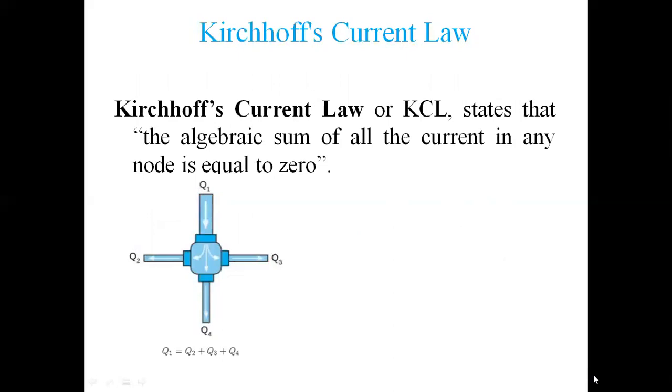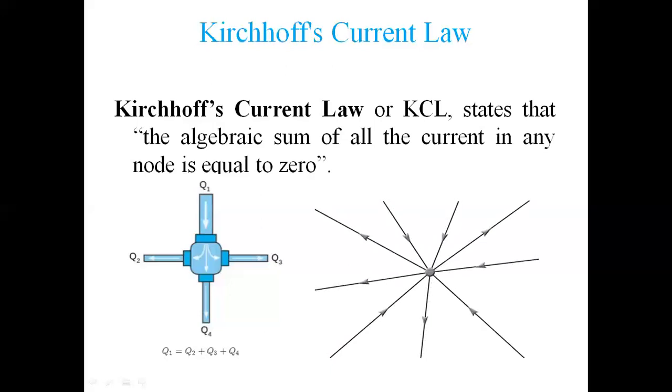Now Kirchhoff current law. Kirchhoff current law, or KCL, states that the algebraic sum of all the currents in any node is equal to 0. Here Q1 flows in as the incoming current and divides into three parts, Q2, Q3, Q4. Now the incoming current equals the outgoing current. Hence Q1 equals Q2 plus Q3 plus Q4. Again, an animated picture like this shows Kirchhoff's current law.